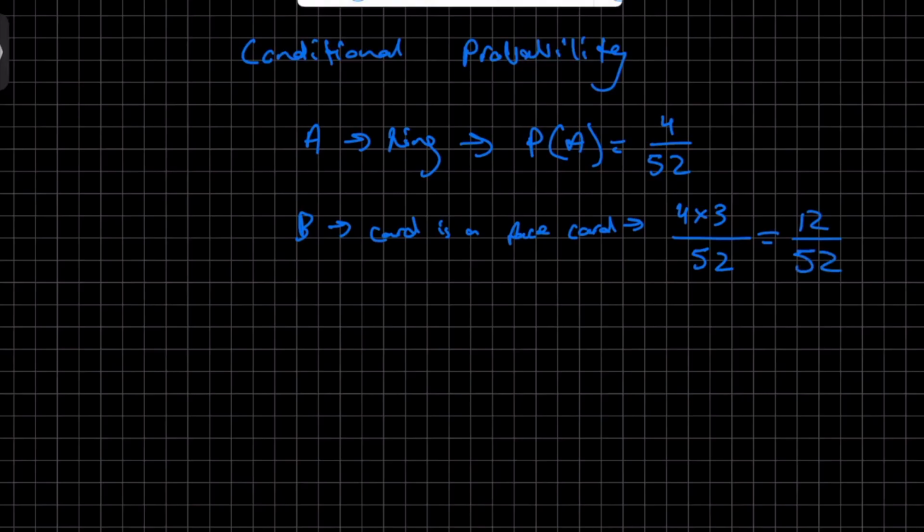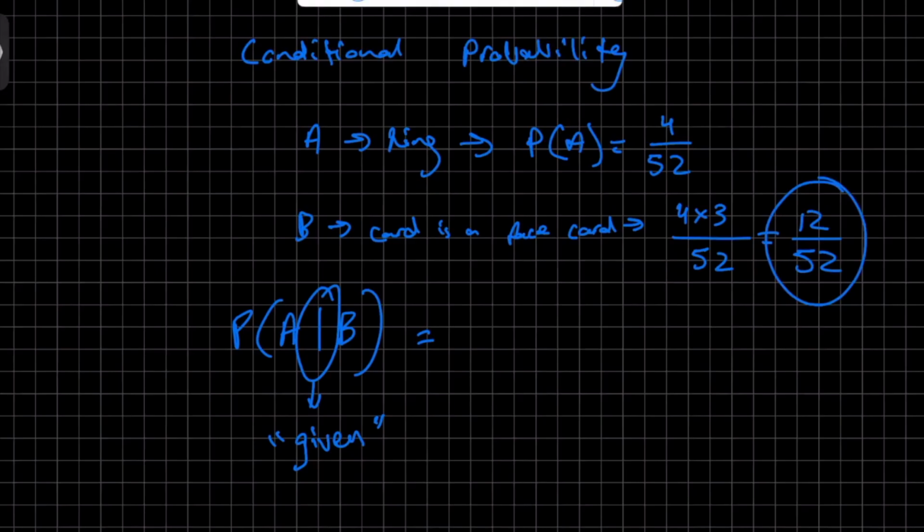Okay. If we're asking ourselves, what is the probability that we pick up a king, so event A, given that we've already picked up a face card, so given that event B has already occurred. Note that this line over here is how we mathematically denote given. So what is the probability that event A occurs given that event B has already occurred? What we're asking ourselves here is, if I've picked up one of these 12 face cards, what's the probability that it happens to be a king?